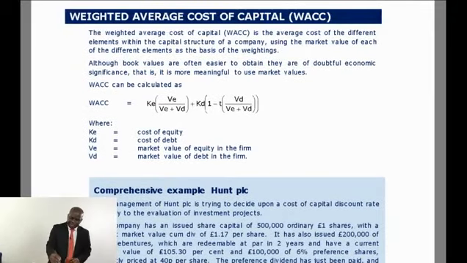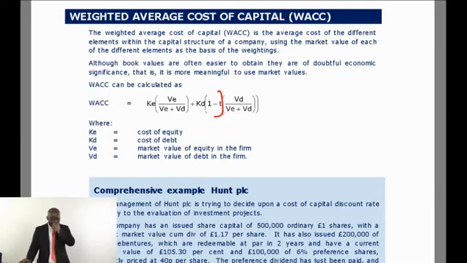So this is the formula for calculating WACC. So cost of equity, market value of equity, this is the proportion of equity in the total capital. And the total capital is made up of equity and debt. Cost of debt, 1 minus T, value of debt, and the total.